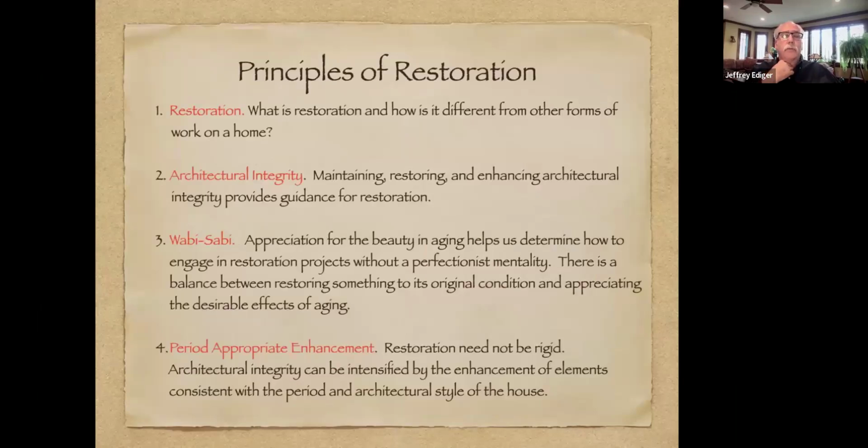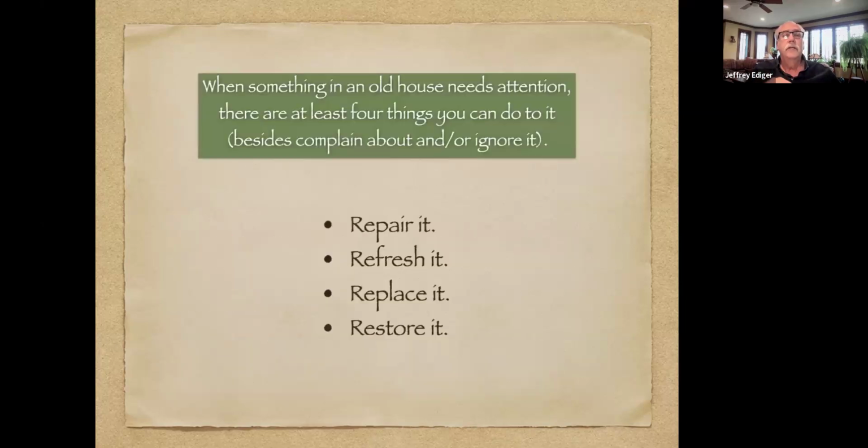First of all, we just need to know what restoration is and distinguish it from other forms of work you can do on your home. A second principle will be talking about architectural integrity and how that provides guidance for restoration. We'll talk about wabi-sabi, which is an appreciation for the beauty of things as they age. It's more complicated than that, but that's a good summary now. And then fourth, we'll talk about period appropriate enhancements.